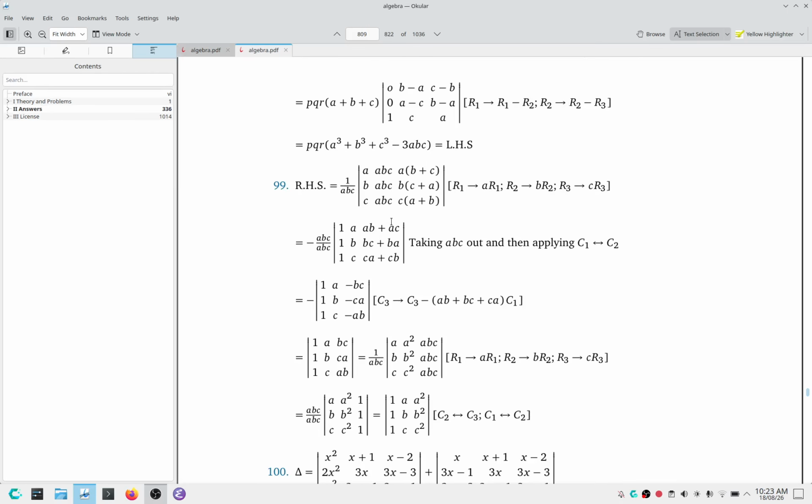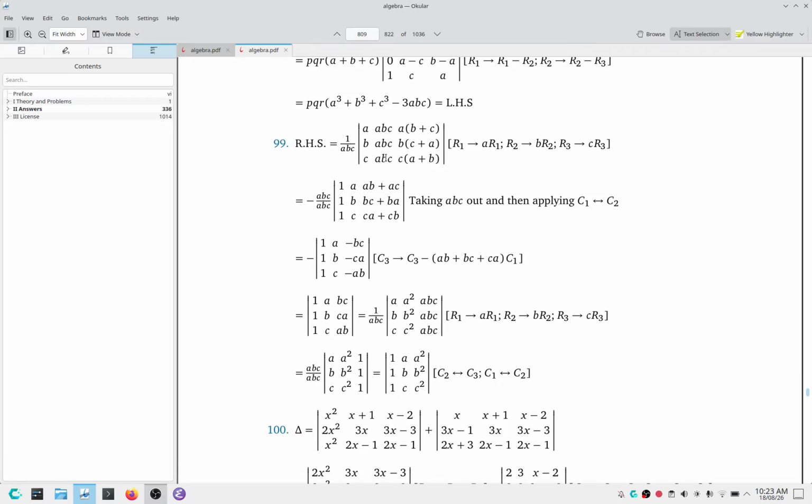So what we do here is we take the right hand side and we divide from outside by ABC, and we multiply first row with A, second row with B, and third row with C, as we have indicated here. So we get ABC, A times (B plus C), B times (ABC, B times C plus A), C times (ABC, C times A plus B). Once we have this, we take ABC out from the second column.